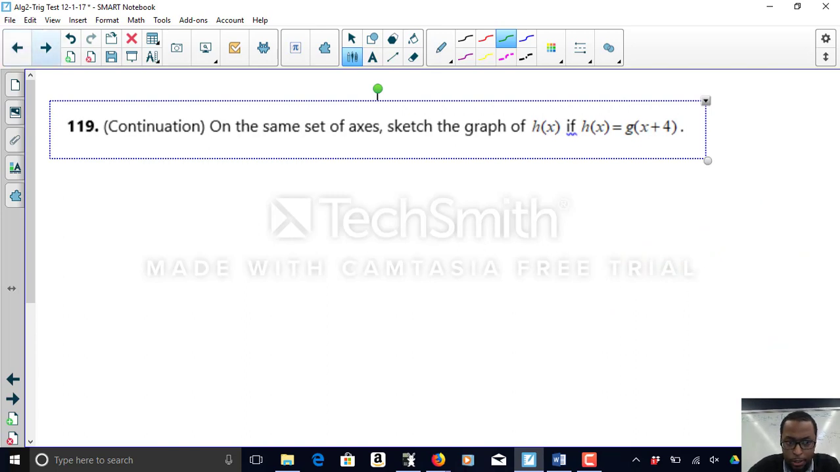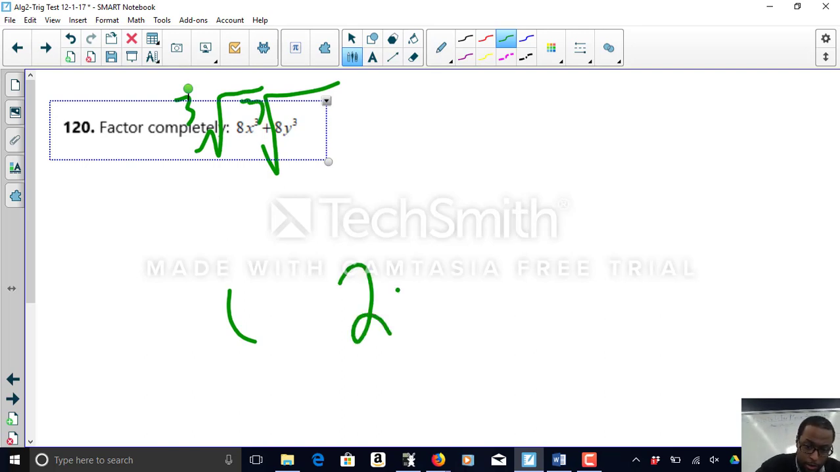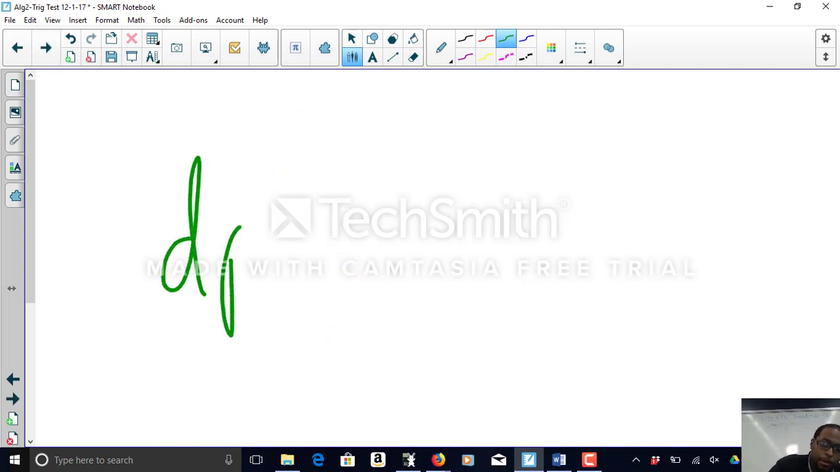Questions? I hope not. Last question, we talked about factoring completely. Just again, make sure that you do the cube root of each one to get a. Cube root of 8 is 2. Cube root of x to the third is x. And then the same thing again, this will be 2y. And then you use the formula from there. Okay. Again, any questions or concerns, please email me.